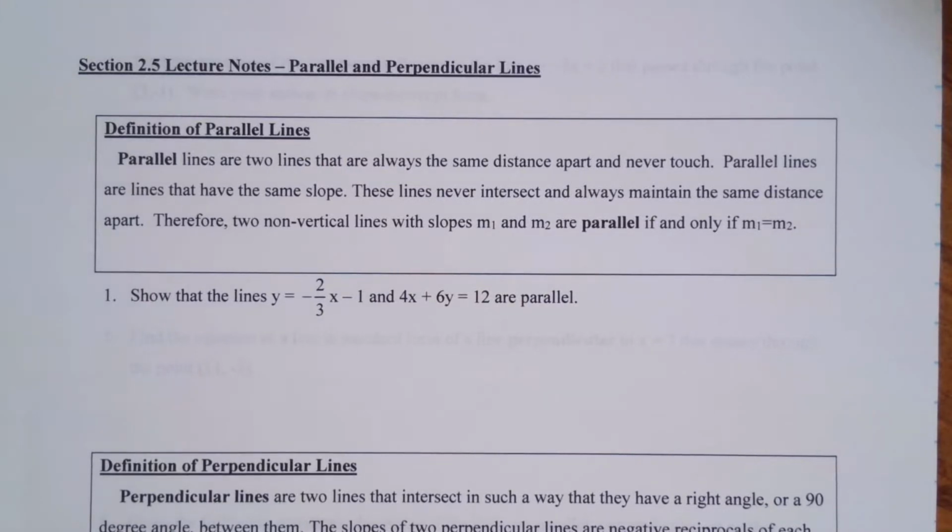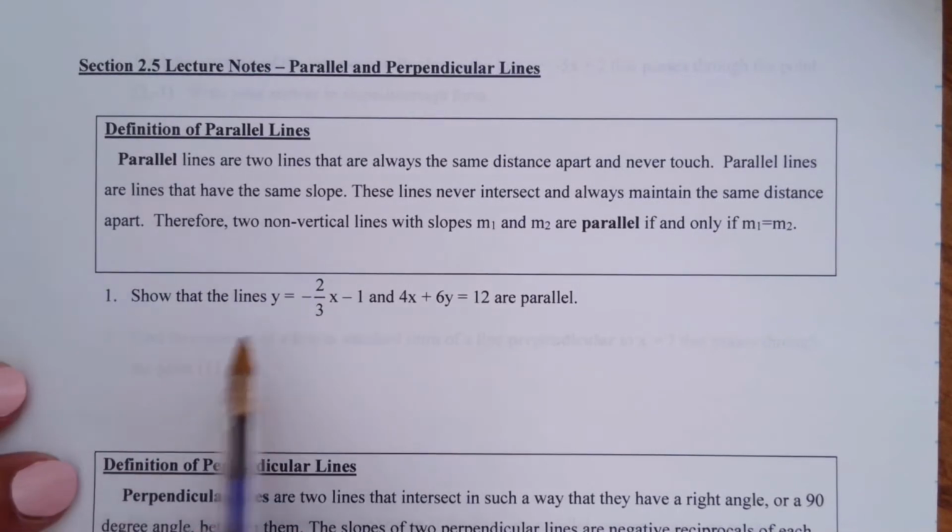That's it. So for number one, show that the line y equals negative 2/3 x minus 1 and the line 4x plus 6y equals 12 are parallel. To show that two lines are parallel, you have to show that they have the same slope.